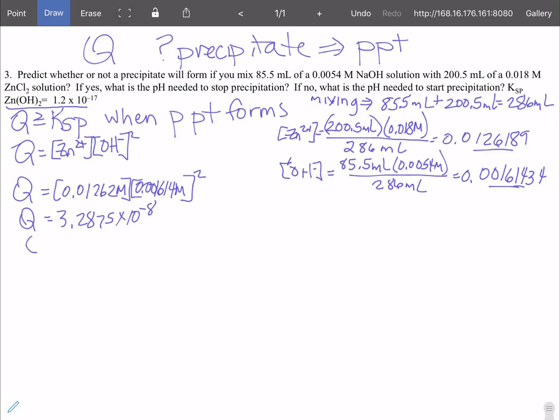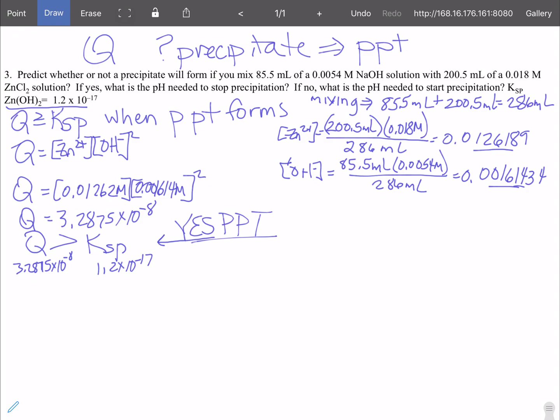So if you look at Q with respect to KSP, Q is 3.2875 times 10 to the minus 8th, and remember KSP was 1.2 times 10 to the minus 17th. Well, minus 8th is way bigger than minus 17, so Q is larger than KSP, so it will shift back to the reactant, so that translates to yes, there is a precipitate formed.